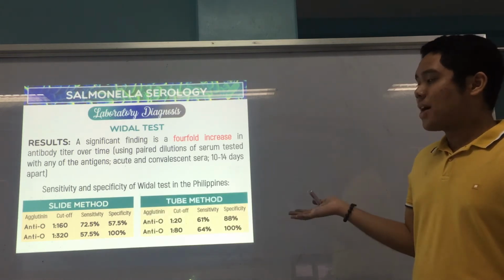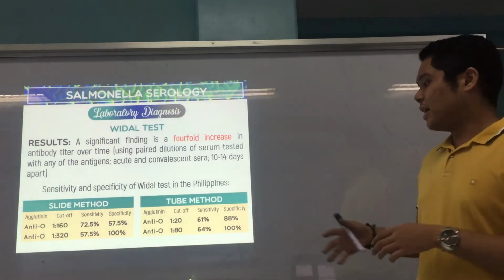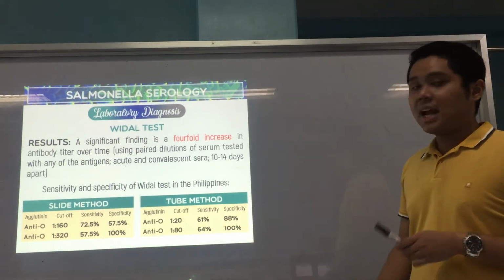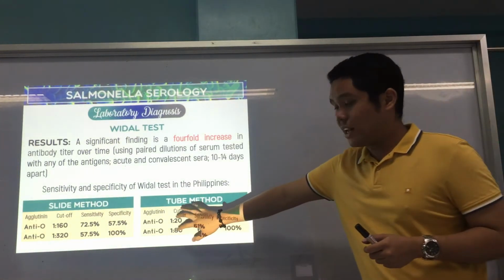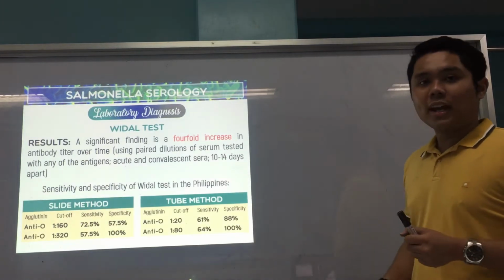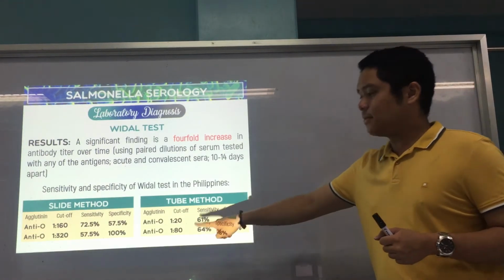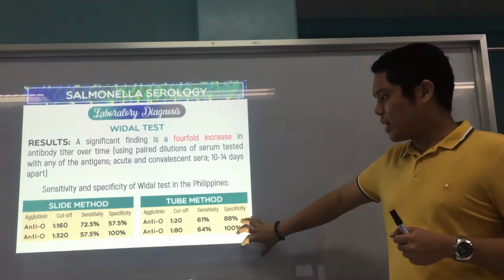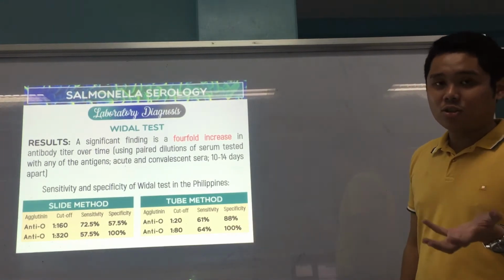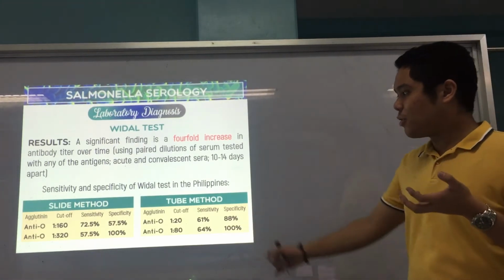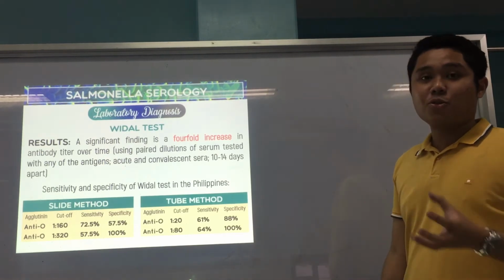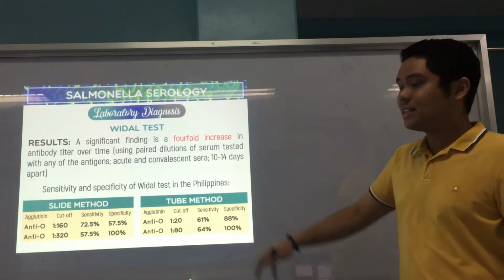Whereas for tube method, as you can see, the sensitivity and specificity are high, even if it's at low dilutions. Okay, so at this dilution pa lang, you can already detect the anti-O or the O antigen. Okay, so very very sensitive and specific if you use the tube method. Okay, for the Philippine setting.